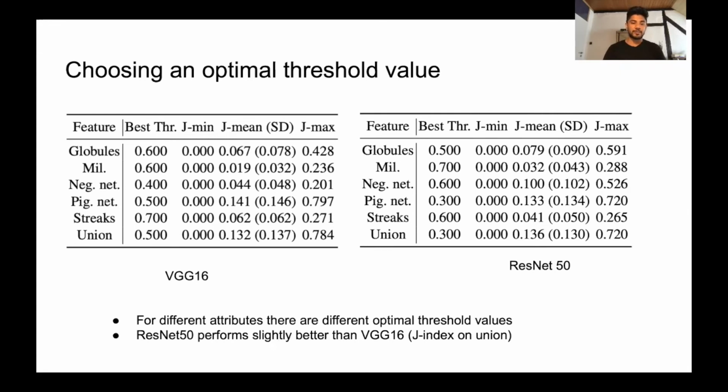For each of the attributes, there are different threshold values, and here we see VGG16 and ResNet 50, and ResNet 50 has a better average Jaccard index compared to VGG16. But we have to keep in mind that it's not only about whether the overlap is maximized or not, because we have to find out whether it came by accident or not, by finding out the statistical significance of those values.